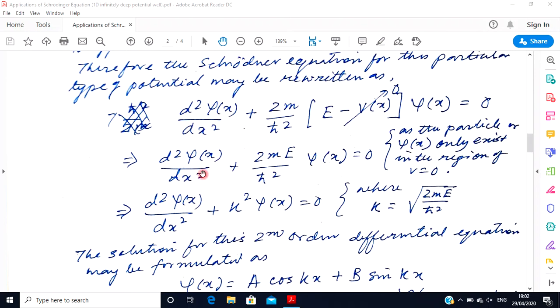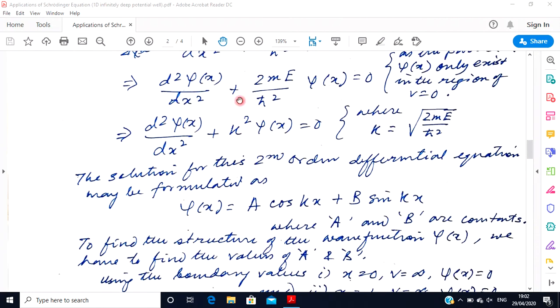So d²psi(x)/dx² plus 2mE/ħ² psi(x) equals 0. This is our Schrödinger equation for this purpose. Now let us consider this term 2mE/ħ² equals k². So it's obvious k equals the square root of 2mE/ħ². This is a kind of second order differential equation, as you can see.